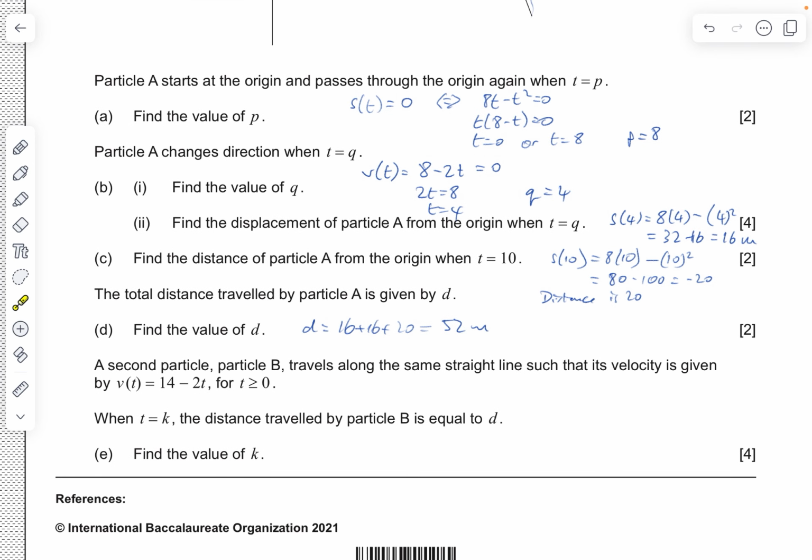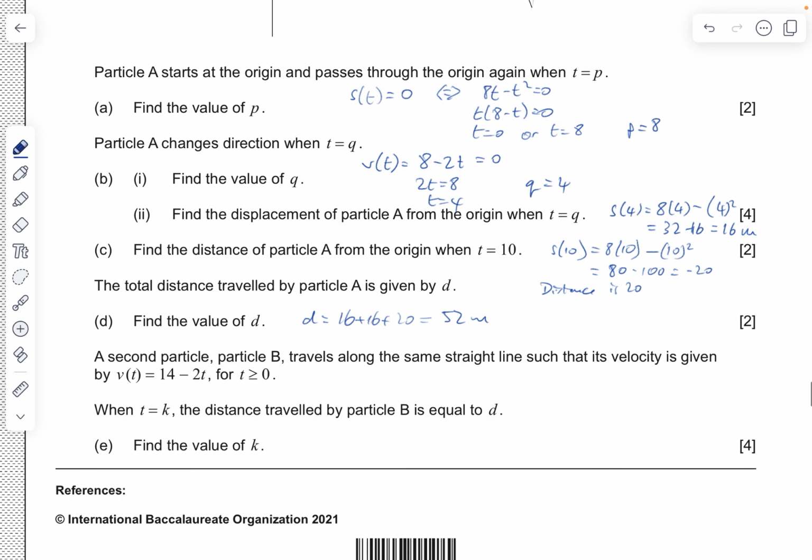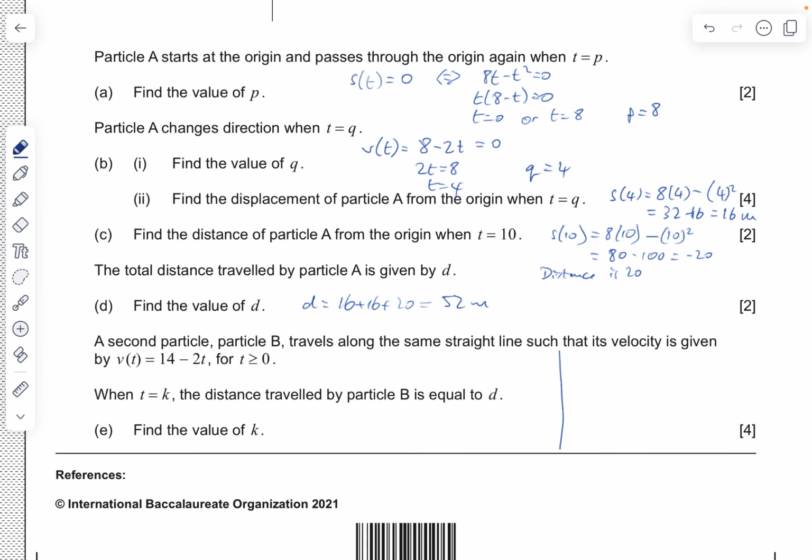A second particle B travels along the same straight line, so it's velocity. We've got velocity for this one now. t is greater than or equal to 0. When t equals k, the distance travelled by particle B is equal to d. In other words, I have to be careful. Let's look at a diagram of its velocity. So 14 subtract 2t. This looks linear, so it's a negative gradient, negative 2 gradient going through 14 on the y-axis. So it looks something like this, where this is 14.